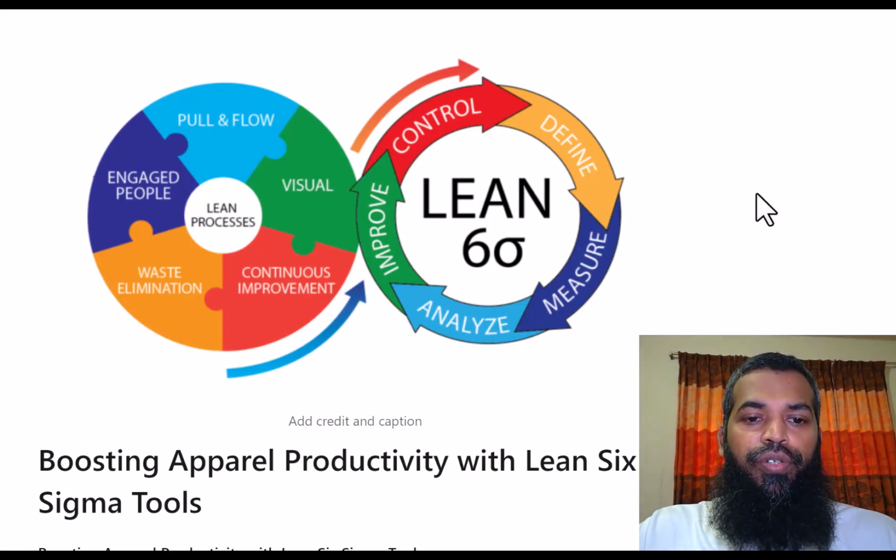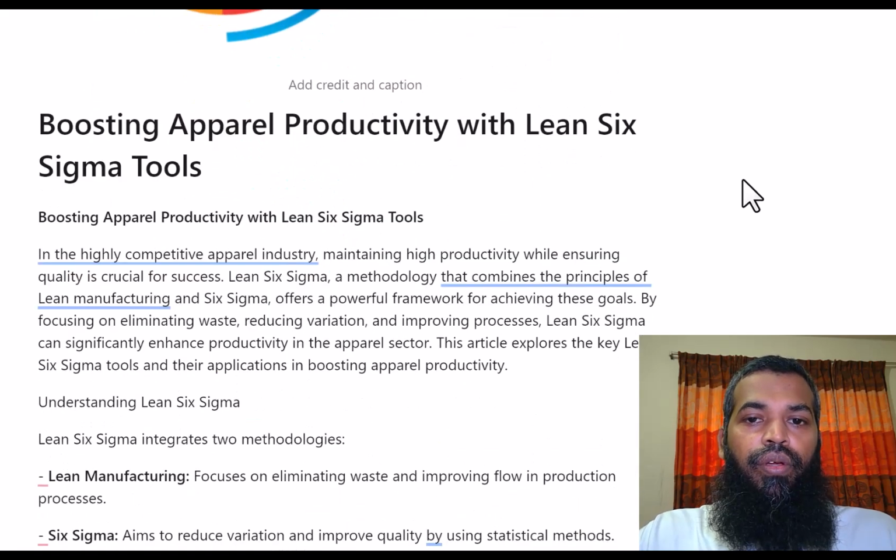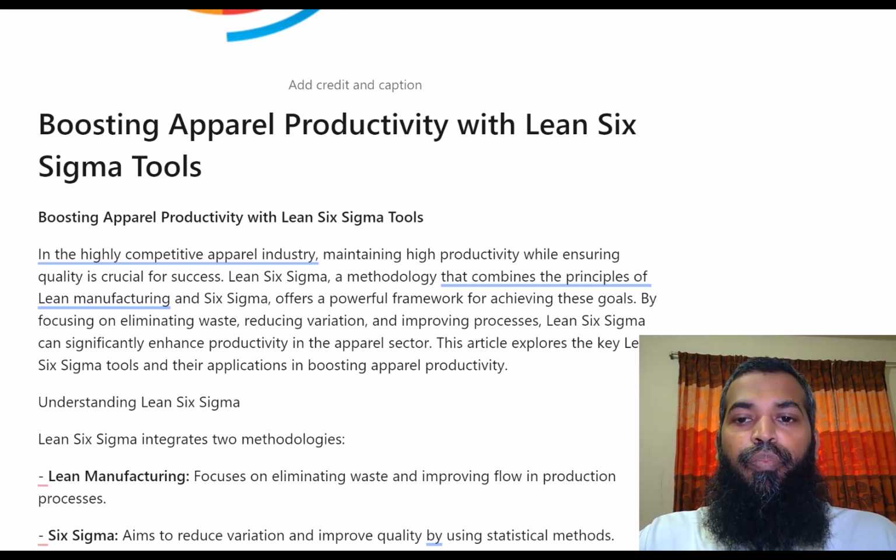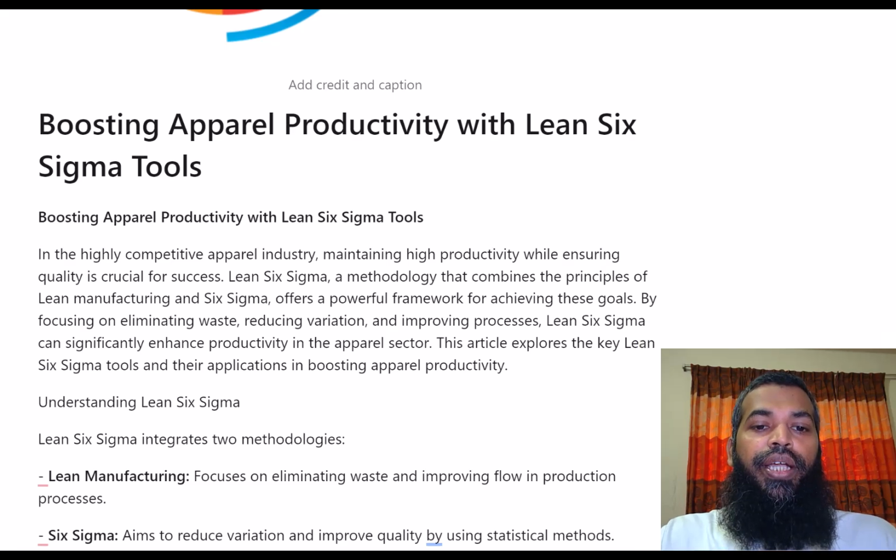Now we are going to discuss boosting apparel productivity with Lean Six Sigma tools. In the highly competitive apparel industry, maintaining high productivity while ensuring quality is crucial for success. Lean Six Sigma is a methodology that combines the principles of lean manufacturing and Six Sigma. So understanding Lean Six Sigma is very important for us.